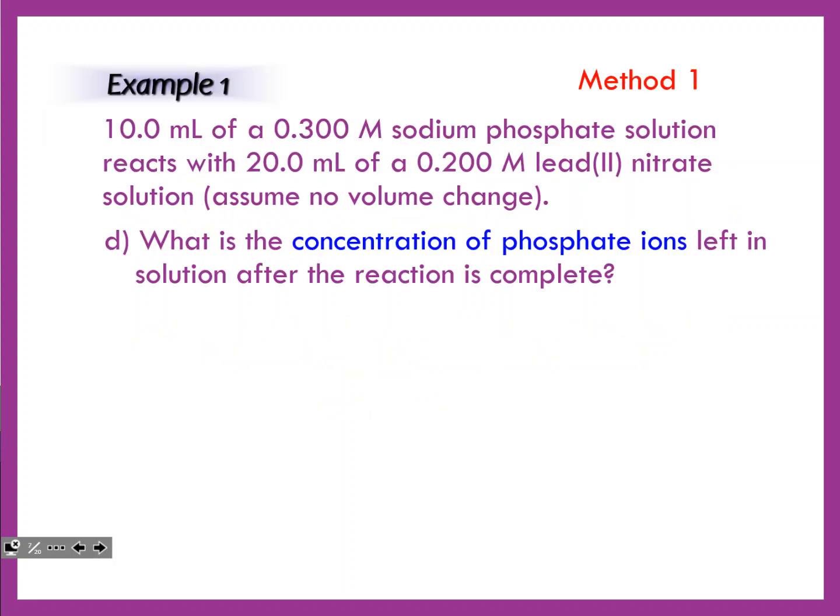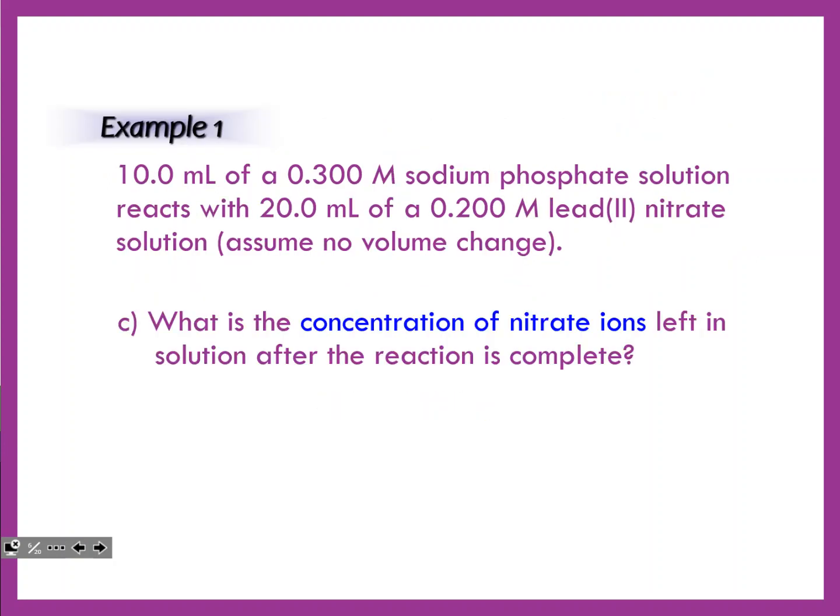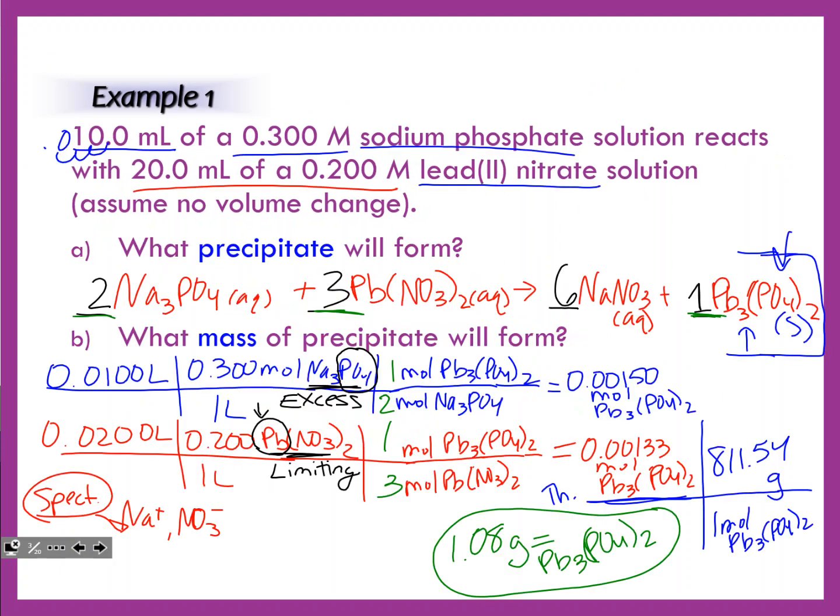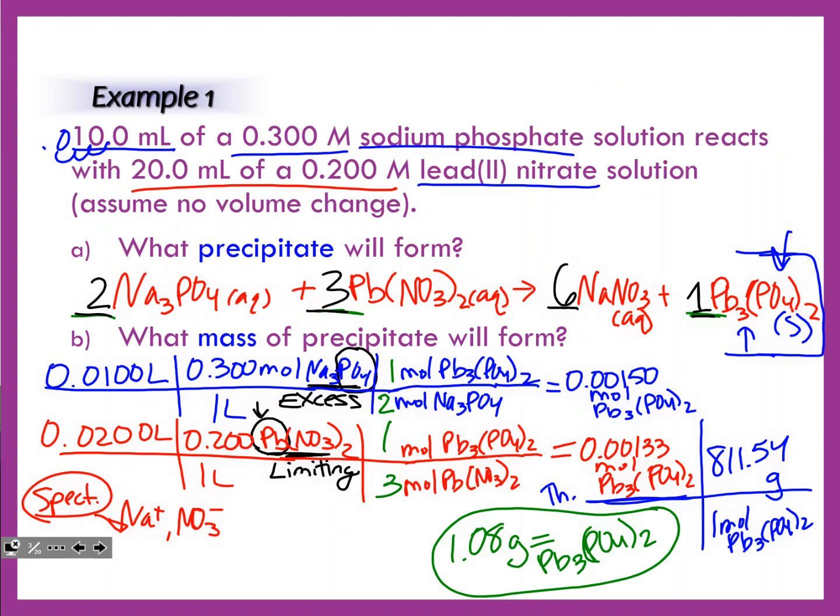Yay, okay, we got it right. Now for the concentration of the phosphate ions. Because we already determined that lead runs out, but we have extra of the phosphate. So this is where you can do either method, and I'll show you both. But if you're doing the subtracting the product method, you want to make sure that you go back to these numbers, right? Start there. So that would be starting with those numbers.